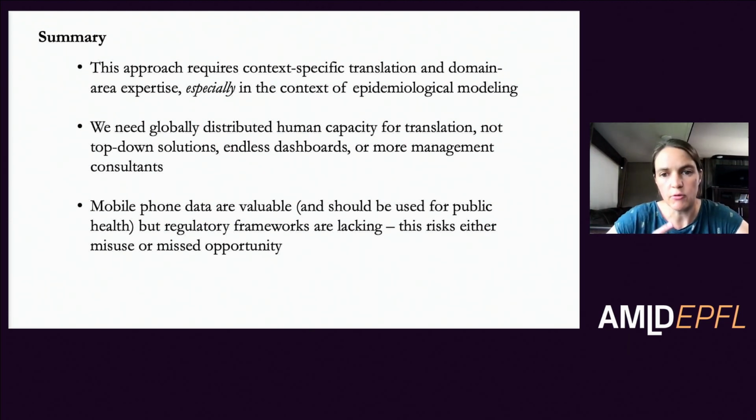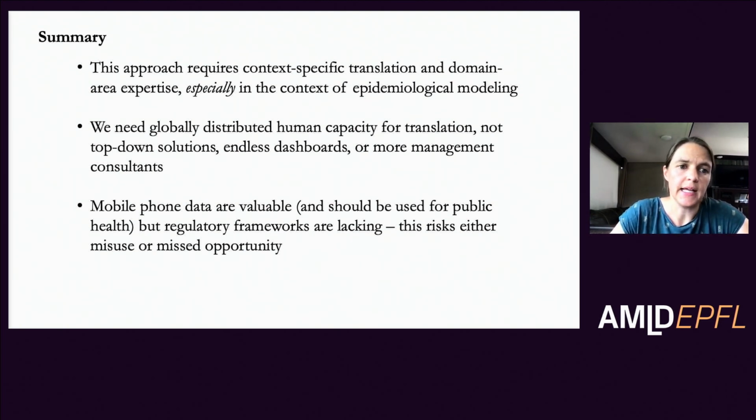And we have to think really hard about how we educate our global health leaders, how we have academia interact with policymakers on a local scale, and what that means for the funding environment.